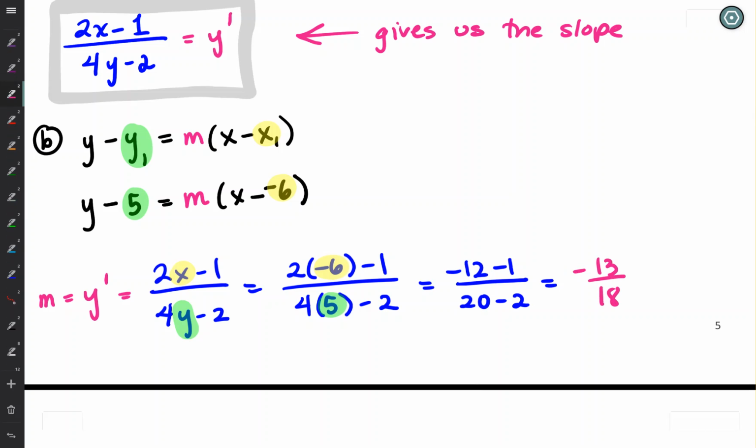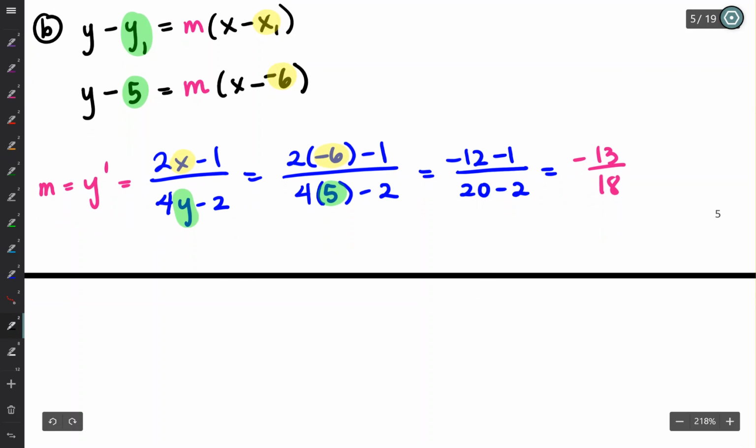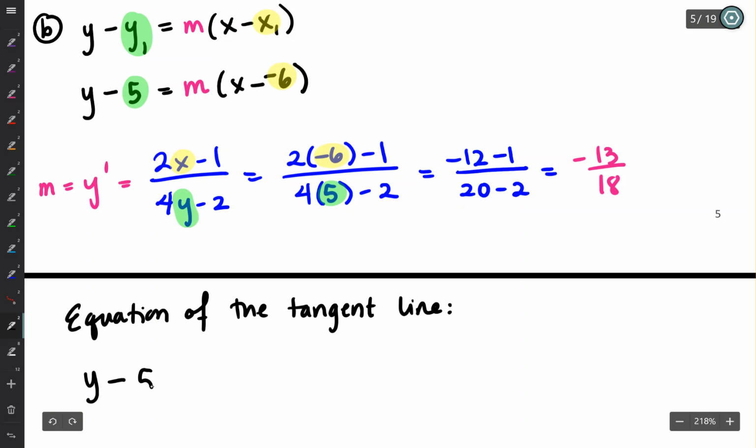And we're ready to put it all together. The equation of the tangent line is y minus 5 is equal to -13/18 times x minus a -6, x plus 6. You could go ahead and solve for y if you wanted to. I'm just going to leave it like that.